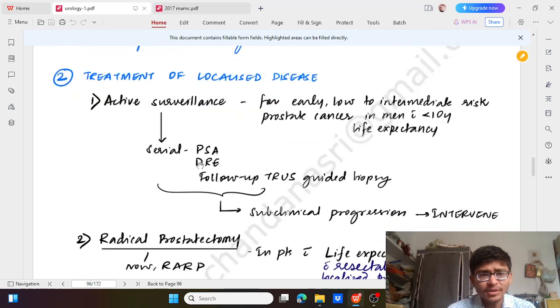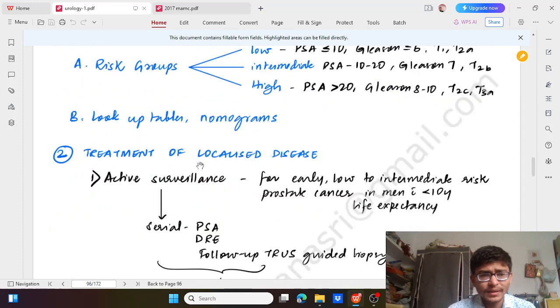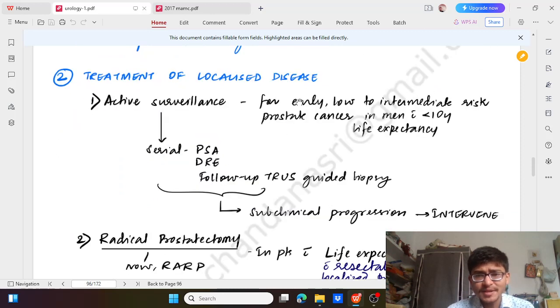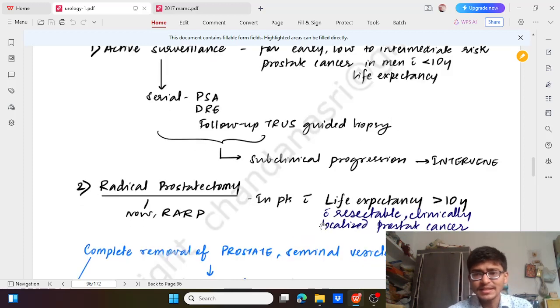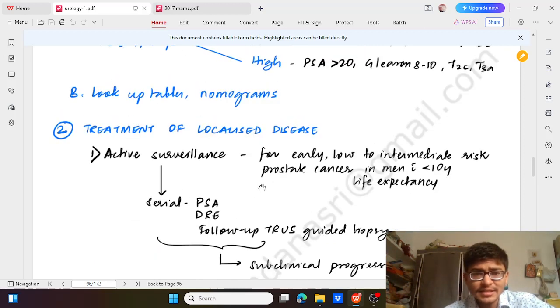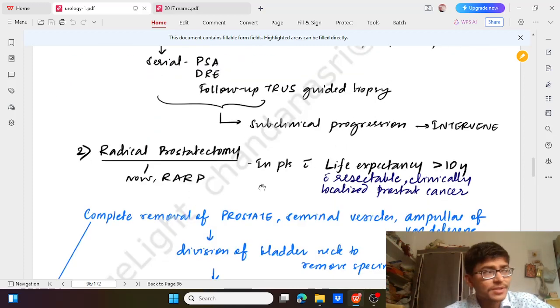So how do we treat localized disease? Active surveillance. This is especially for early, low to intermediate risk prostate cancer in men with less than 10 years of life expectancy. That means for people who are not expected to live more than 10 years, we don't go for any active intervention, we go for just surveillance with the help of serial DRE, PSA, and follow-up with TRUS-guided biopsy. In subclinical progressive cases we have to intervene, but generally these are very slow growing tumors, so we go for active surveillance.